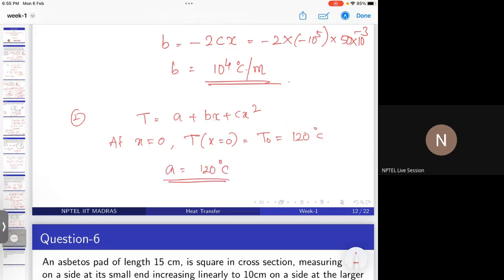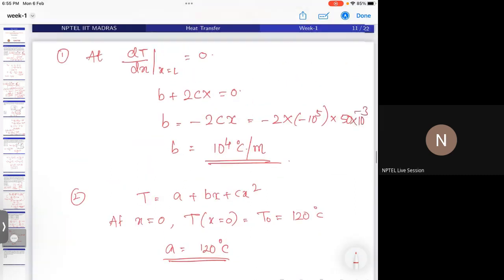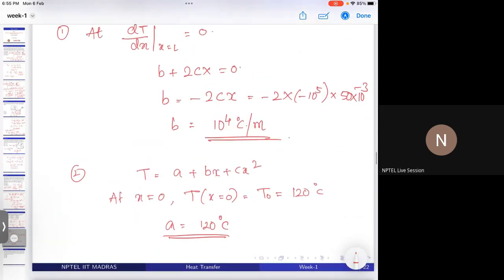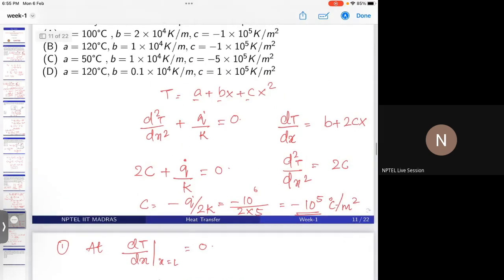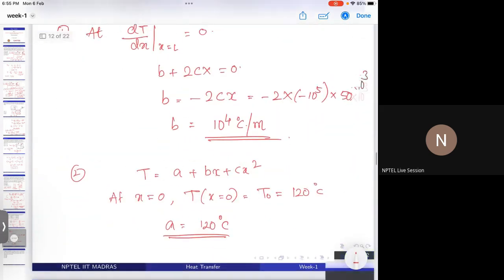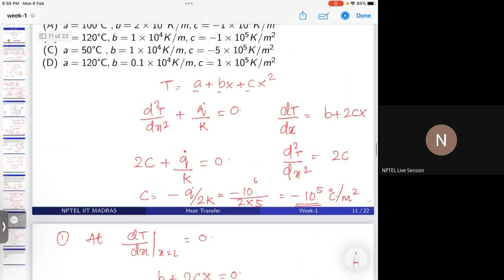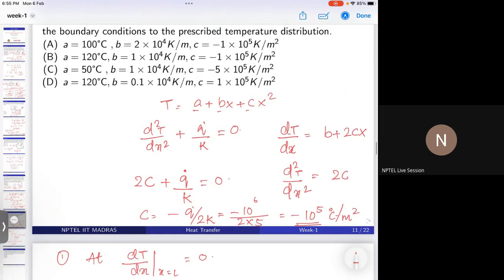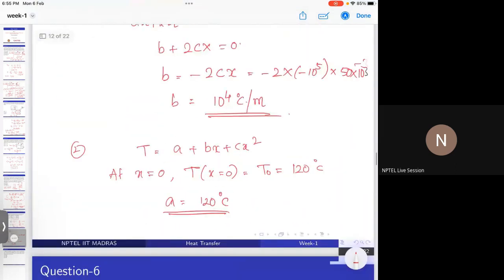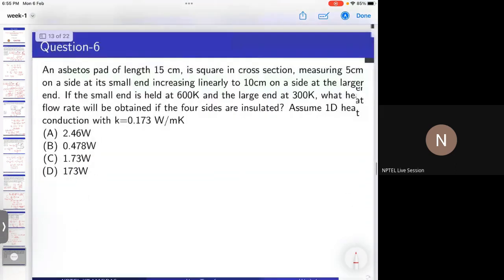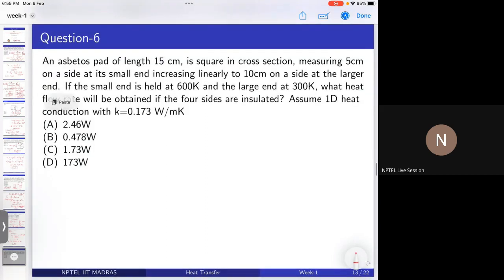So like this, questions can also come where we have to find the coefficients of the temperature. We have to apply appropriate boundary conditions to find the constants A, B, and C. Okay, so let's move on to the next question.